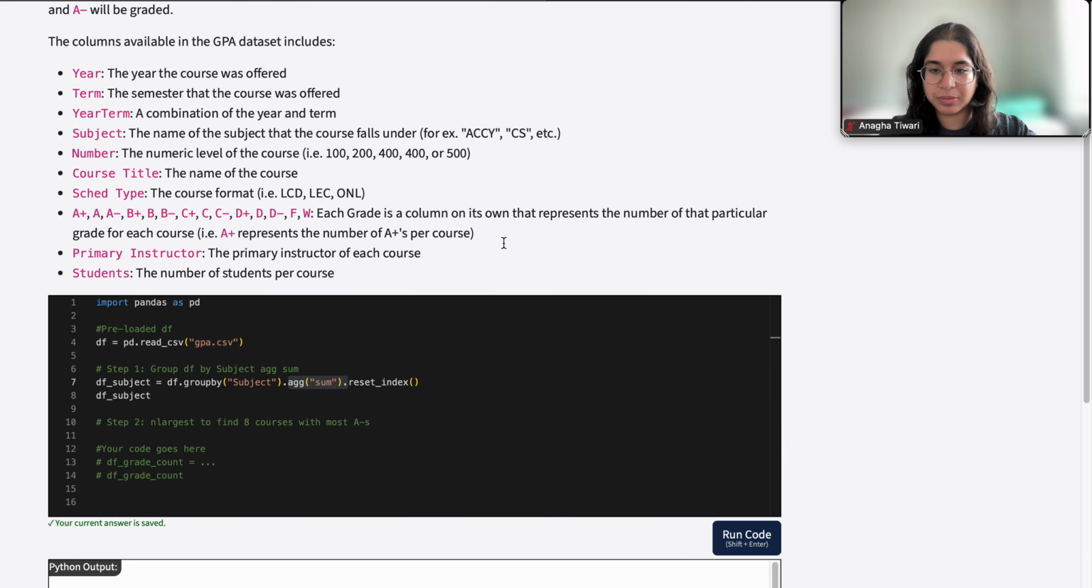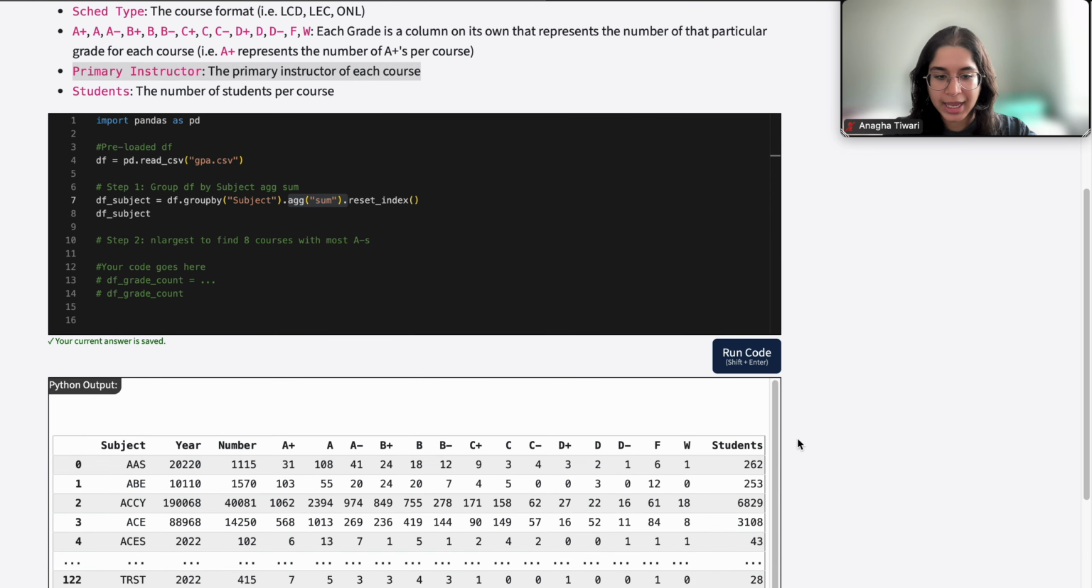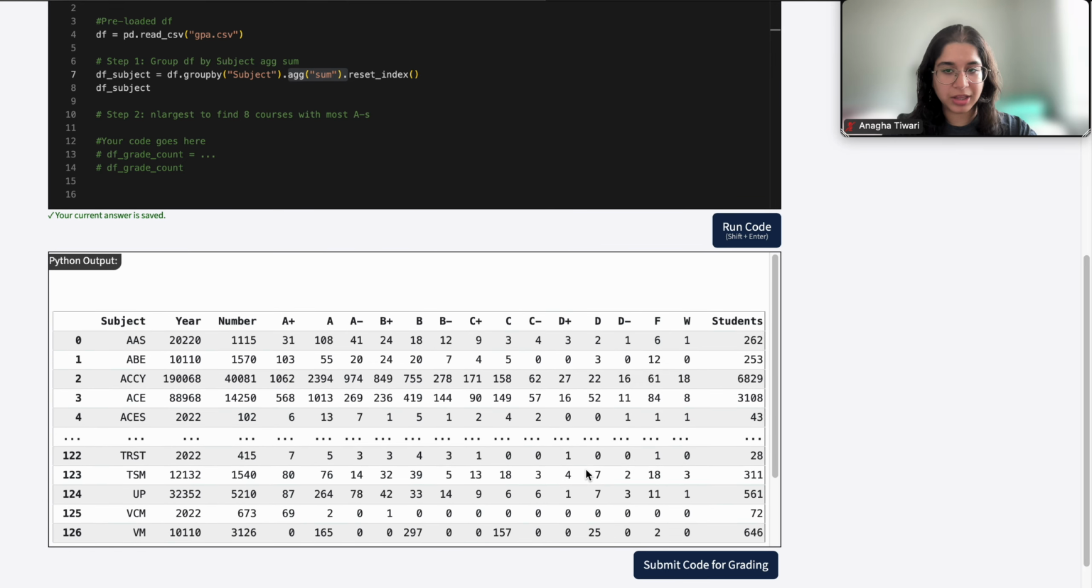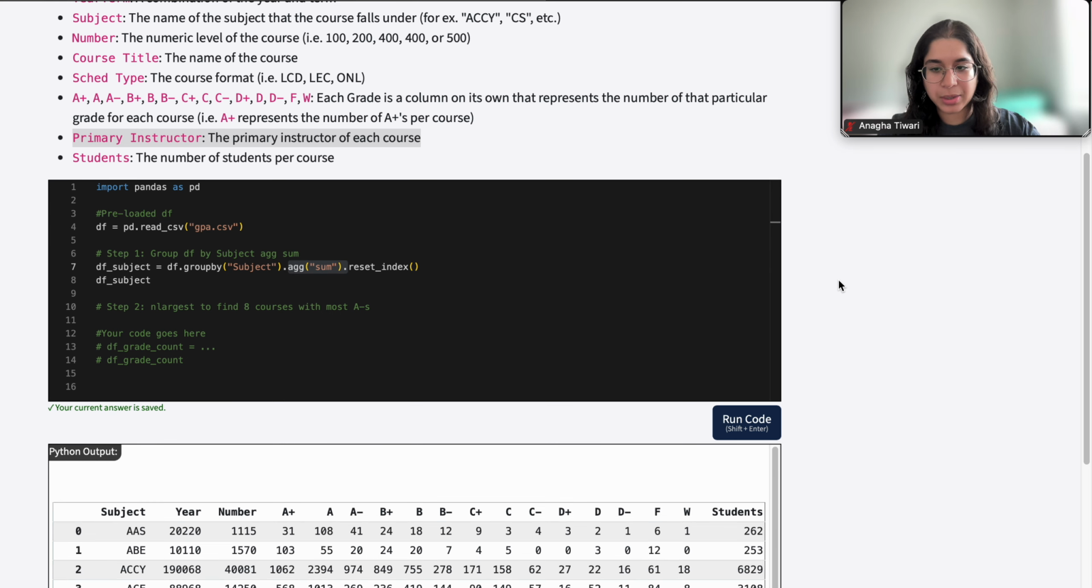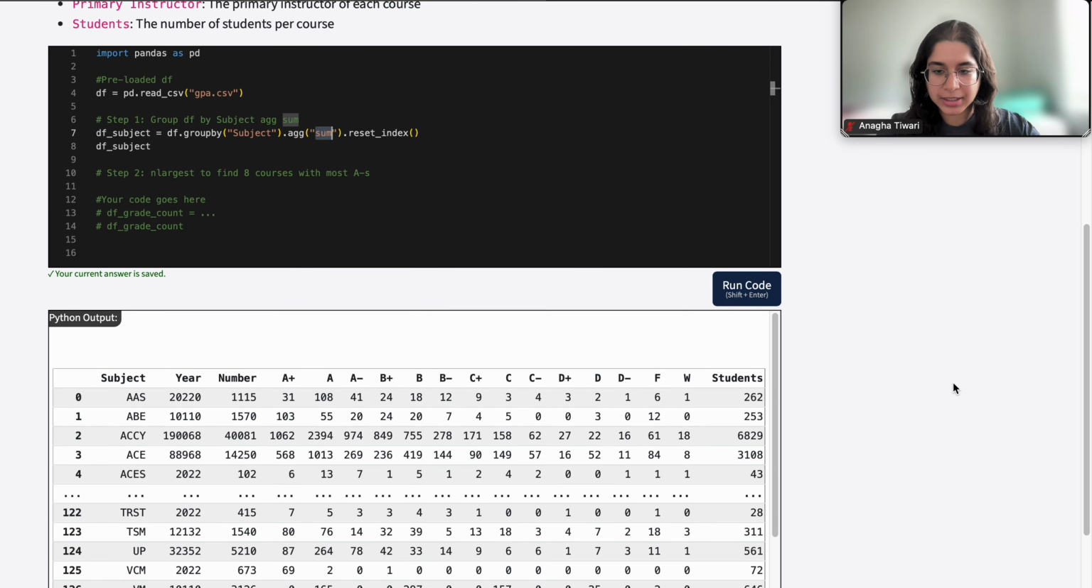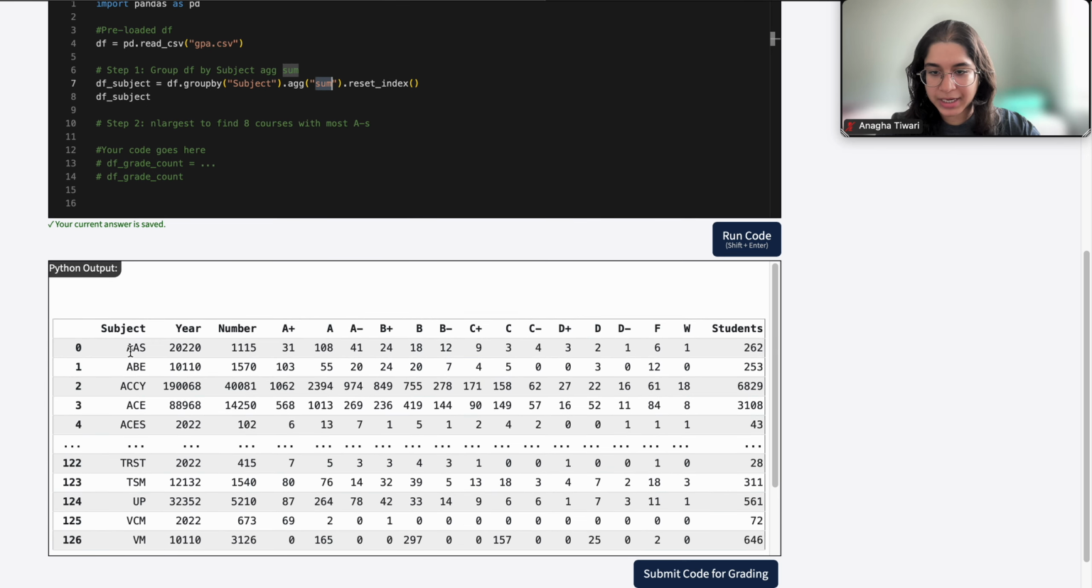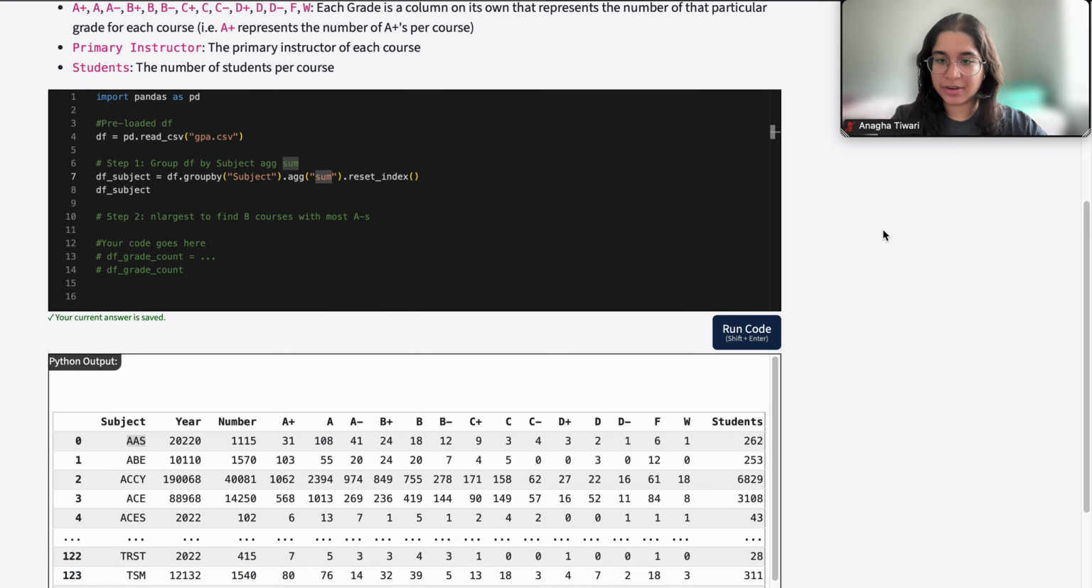Like there was primary instructor, which shows who taught that course, and we can't see it here, and it actually makes a lot of sense because we can't sum up primary instructors, right? We can't add strings. So that's why when we use sum, it automatically eliminates any column that we can't sum up. So here, for example, in AAS, there were a total of 31 students who got A+. There were 108 total students who got an A, and 41 total students who got an A-, and 262 students in all AAS courses for that specific term. And that makes sense. That's kind of what we're doing here.